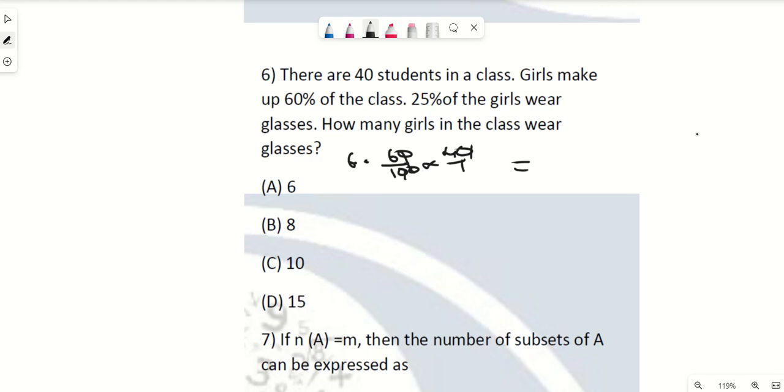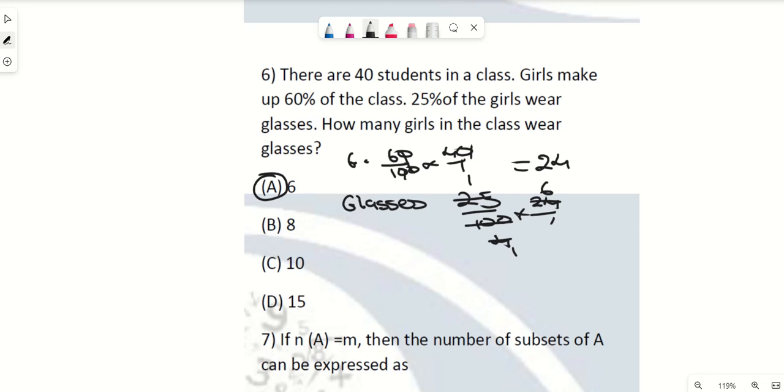Right, 6 fours are 24. Then they say 25% of this, so glasses wearing, glasses, would be 25% multiplied by 24, which is 25 into 25, 1, 25 into 100, 4, 4 into 4, 1, 4 into 24 is 6, 6 4 is 24, right? So the answer is E.